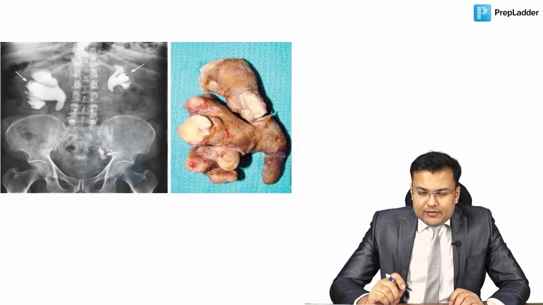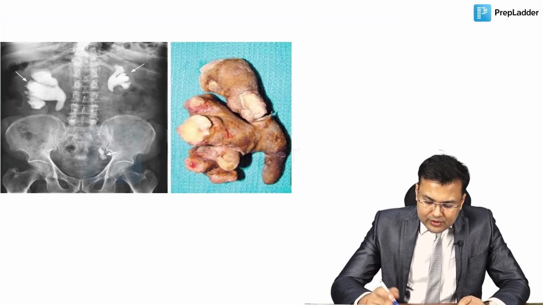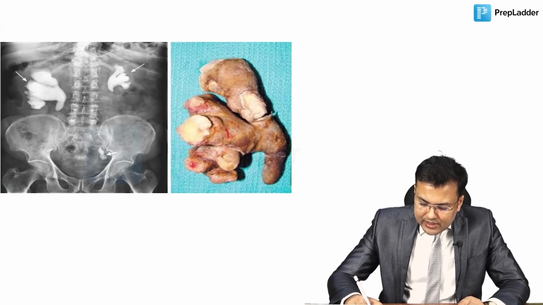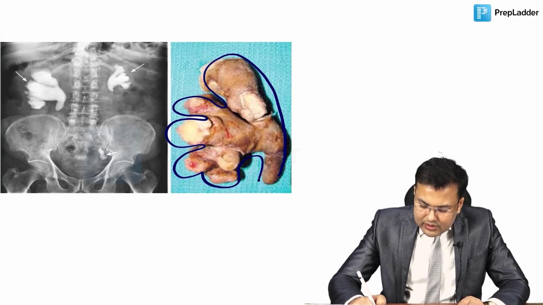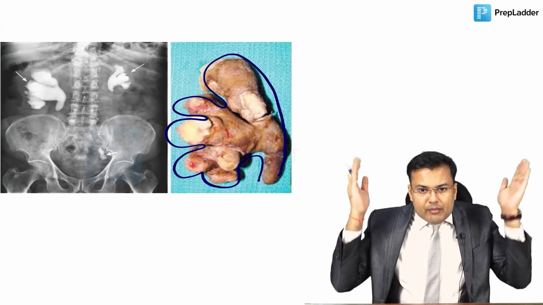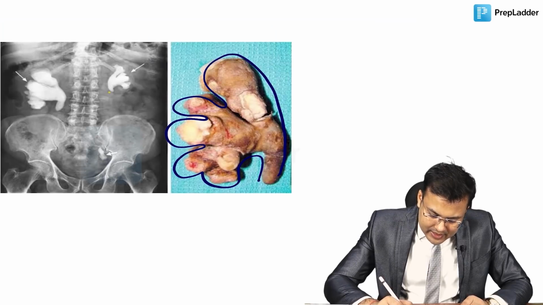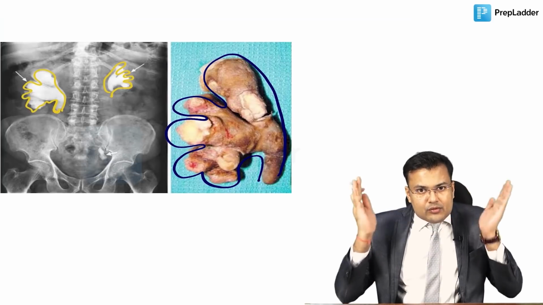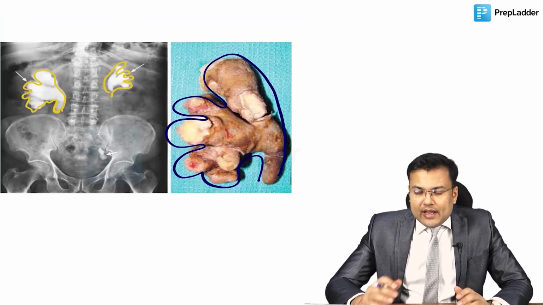Now see this image of the stone and this x-ray and identify the type of stone. If you see the shape of the stone, it looks like what? Staghorn, because there is branching in the stone. You can see it in this x-ray also. It looks like the horn of a stag. So this is a staghorn stone.